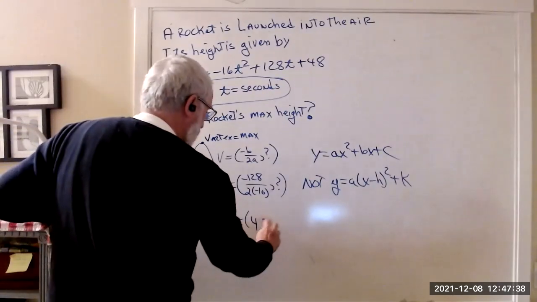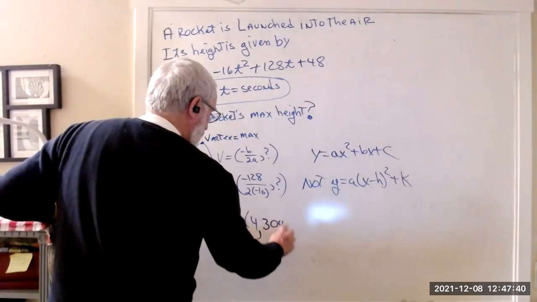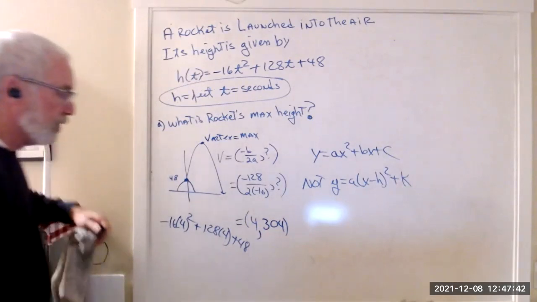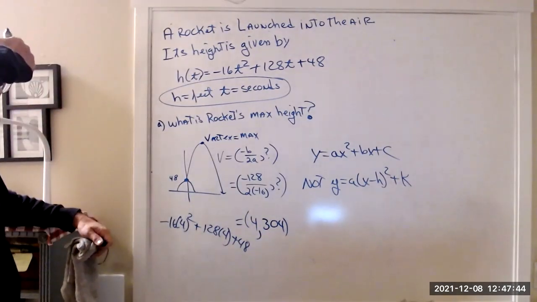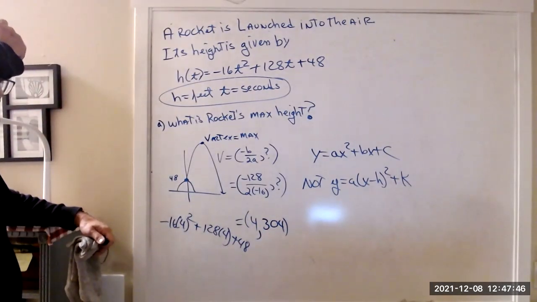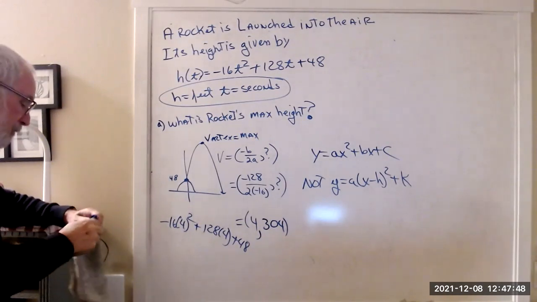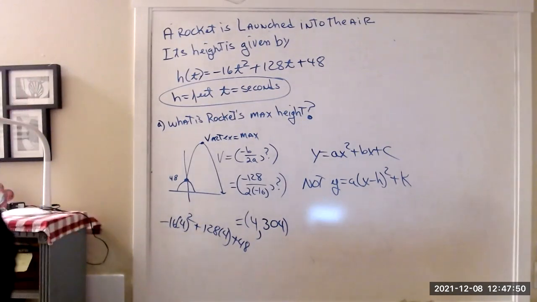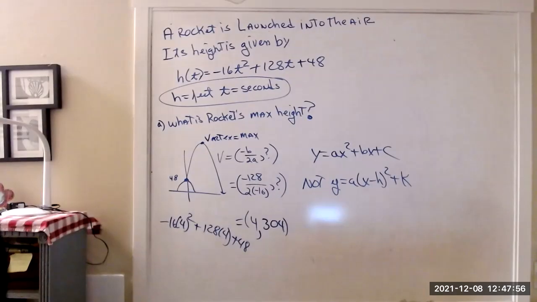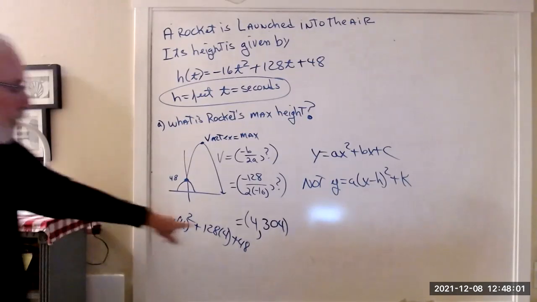304. Can anybody confirm? Did anybody else get 304? Nobody wants to volunteer. All right, I'll work it out and see. Somebody else got it or not? Yes, I got it. You got it. Okay, 2 people got it. That's good enough for me. Okay, so we got this.